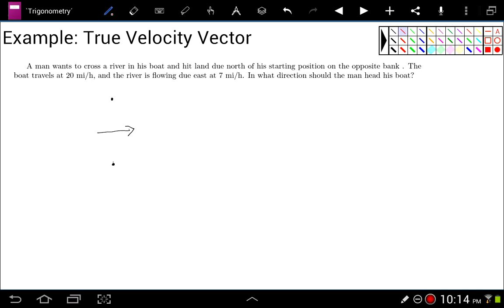Well, just using common sense, we can see that in order to end up directly north with the current flowing due east, he's going to have to go in a northwesterly direction. The question is exactly what direction should he head his boat? So we have to know precise angles, and we can do that using vectors, specifically true velocity vectors. So the idea is this.